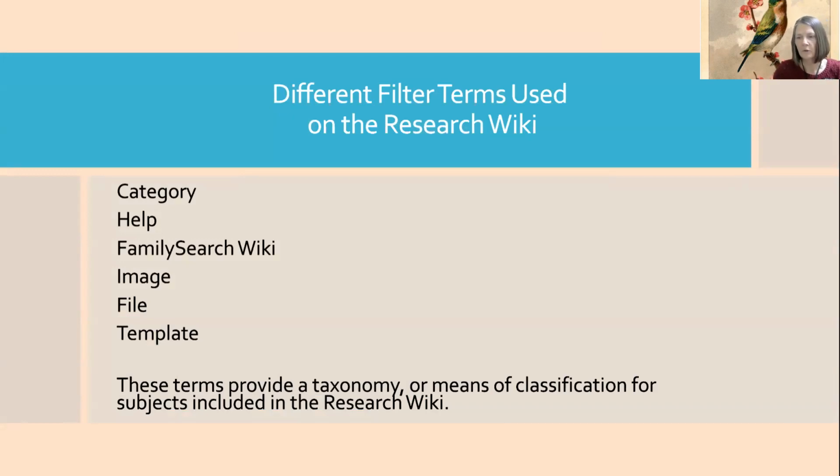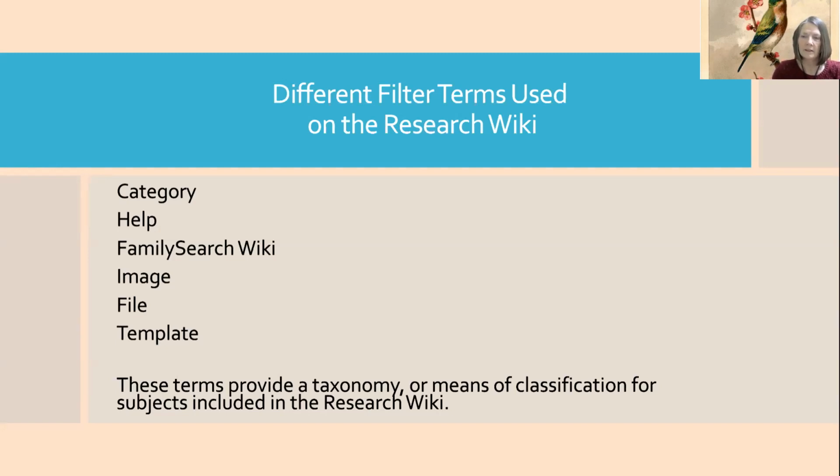Now today we're going to talk about some different things. We've mentioned before the category searches. There are several different filter terms that the Wiki uses to categorize or make a taxonomy of things. A taxonomy is a means of classification for the subjects used in a dictionary or encyclopedia. For this encyclopedia, the Wiki, these are the main filter terms: category, help, FamilySearch Wiki, image, file, and template. I don't know if there are any others that I haven't found.